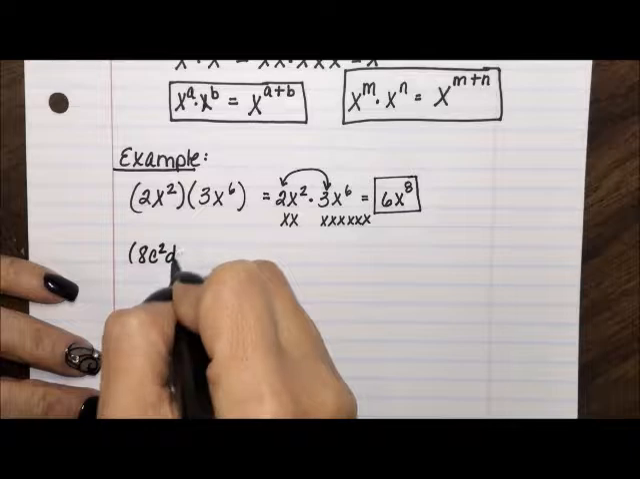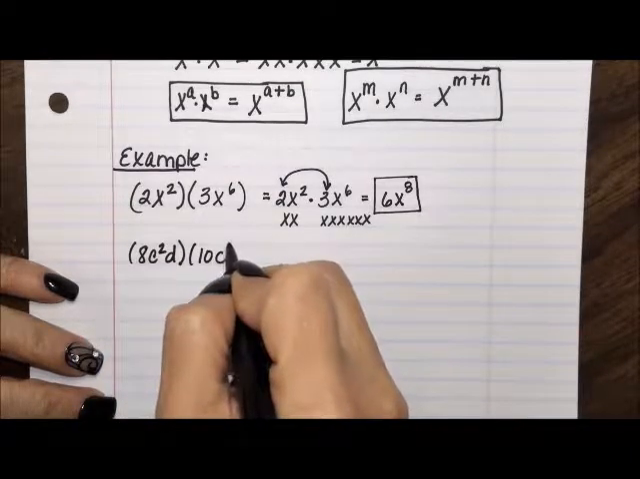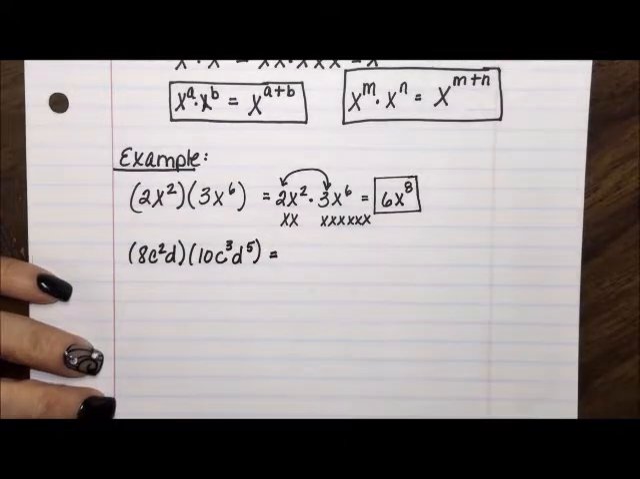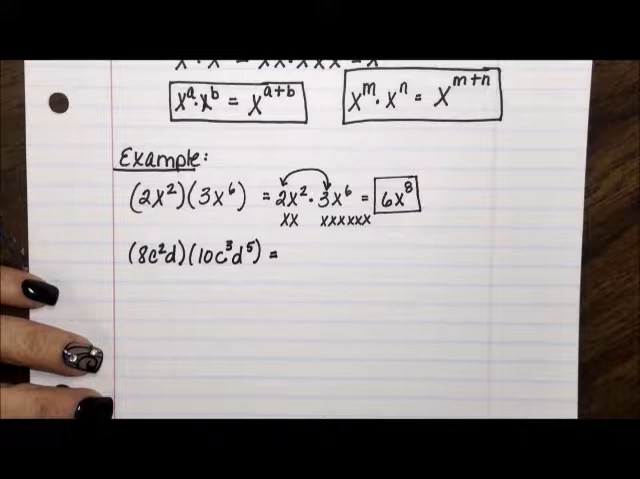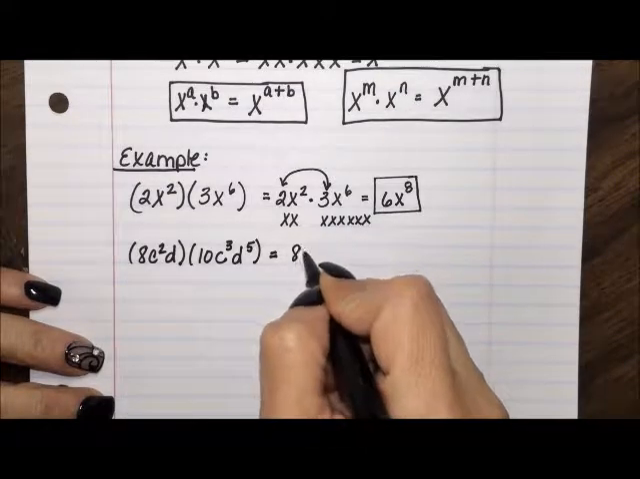8c squared d times 10c cubed d to the 5th power. I'm going to give you just a second to try and work that one, and then I'm going to work it. I'm going to rewrite it without parentheses first. Some of you can do it without doing that, but I'm going to do that.